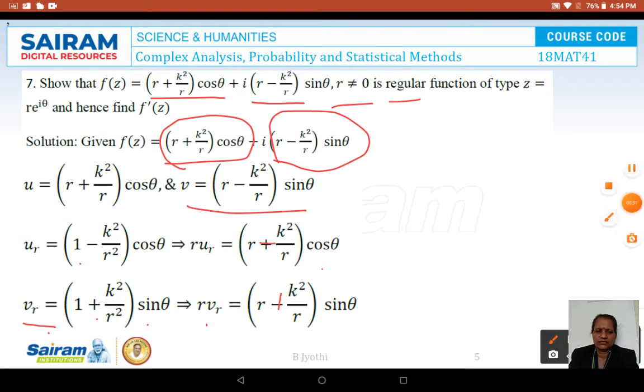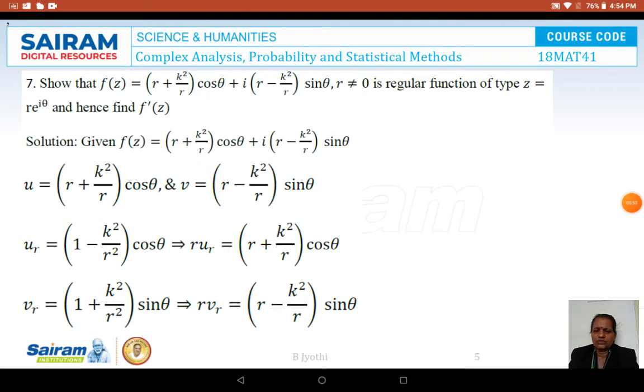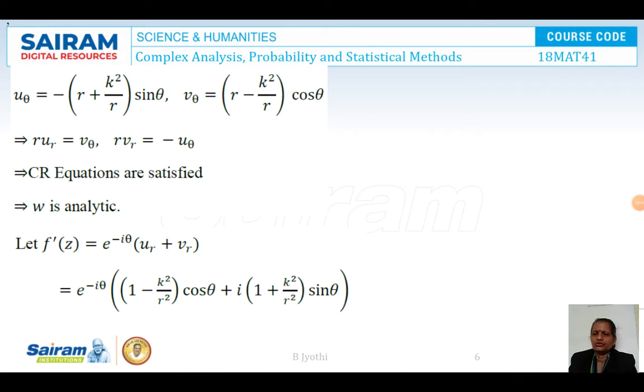We get it. Now we need to differentiate with respect to theta. So u theta is equal to r plus k square by r into sin theta, and v theta is equal to r minus k square by r into cos theta. That is, this bracket will be same, only the theta part will be differentiated. When I compare, we get r into ur is equal to v theta.